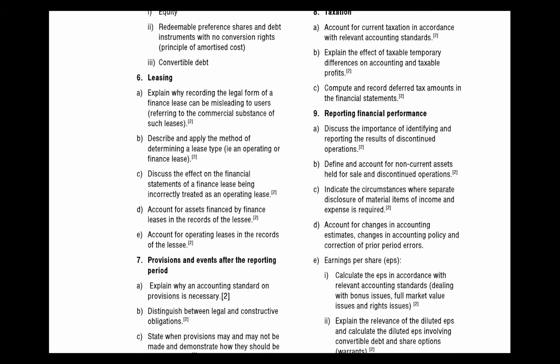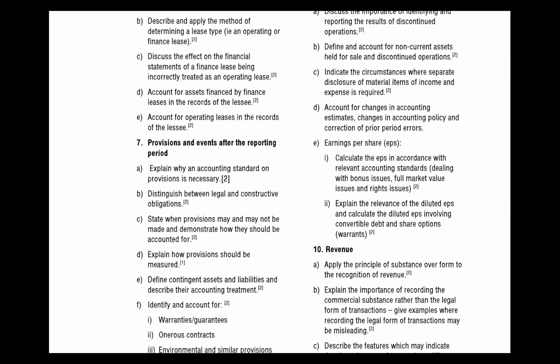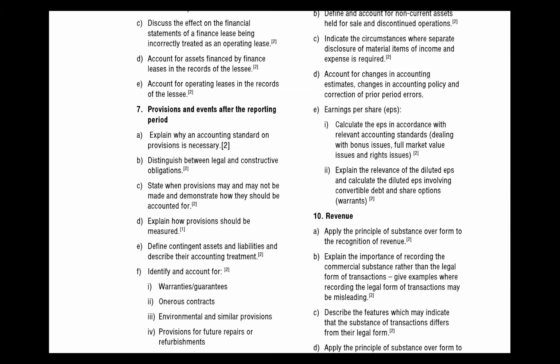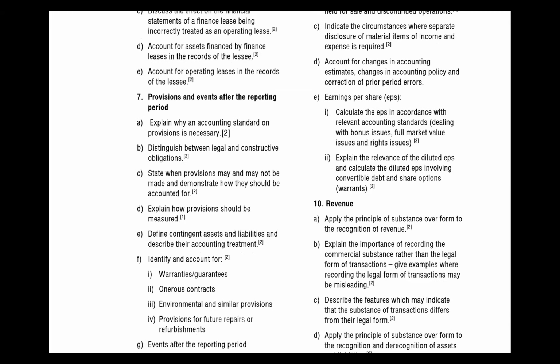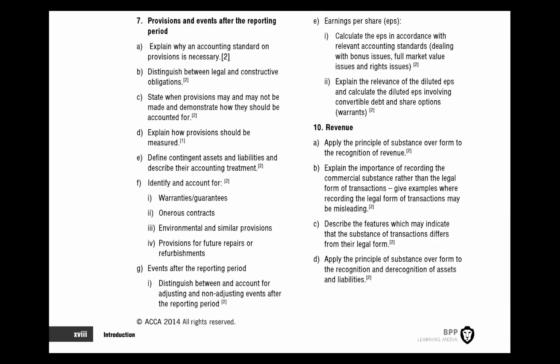We will look at the provision and events after the reporting period, explaining why an accounting standard on provisions is necessary. We'll distinguish between legal and constructive obligations. We'll have time to define contingent assets and liabilities and describe their accounting treatment, among others. We will look at taxation and account for current taxation in accordance with the relevant accounting standards. We will also report the financial performance and we'll show you how to report revenues.